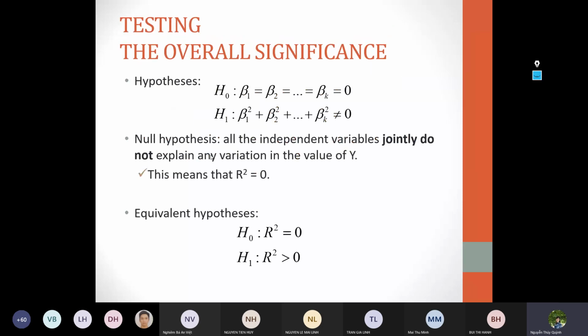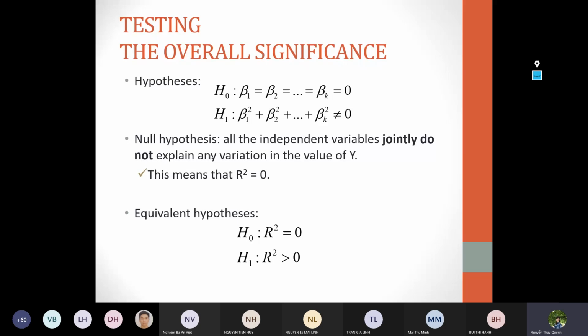Okay, the first one, test for the overall significance of the model. Our purpose in designing the model is to explain the dependent variable y. A model is said to be significant when it can explain the dependent variable in the population.